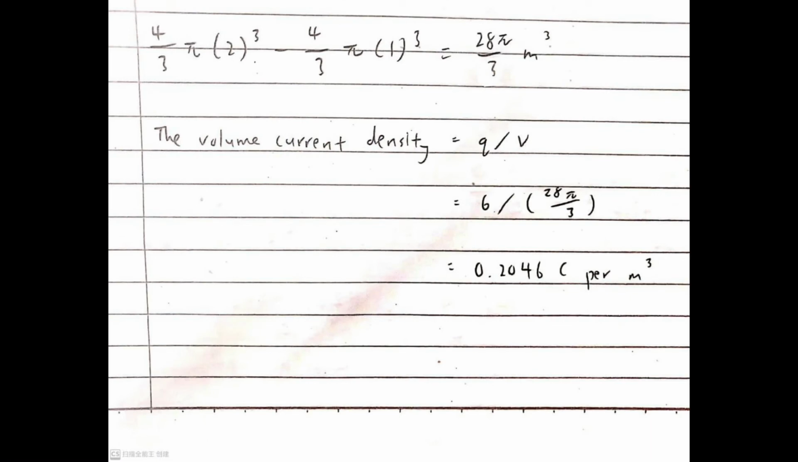The answer for the volume between the outside of the small sphere and inside of the big sphere is 28 pi over 3 meter cubed. To verify our answer, we directly use the volume of the big sphere minus the volume of the small sphere, and it equals the same answer, that is 28 pi over 3 meter cubed. To determine the volume current density, we use the current density given, that is 6, over the volume calculated just now, and we get the final answer 0.2046 C per meter cubed.